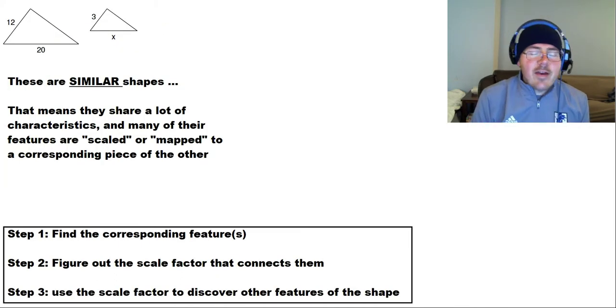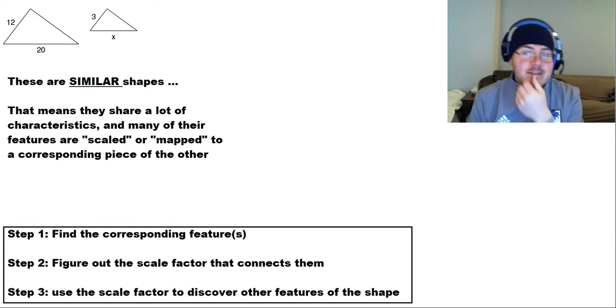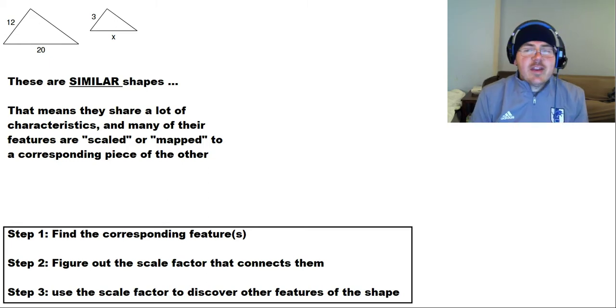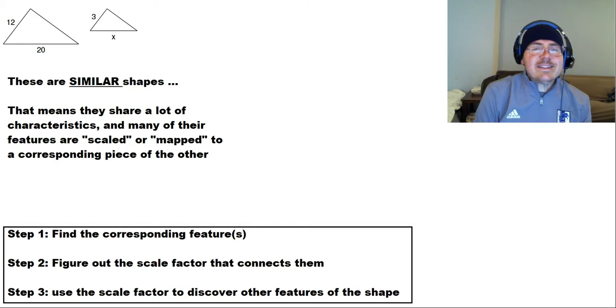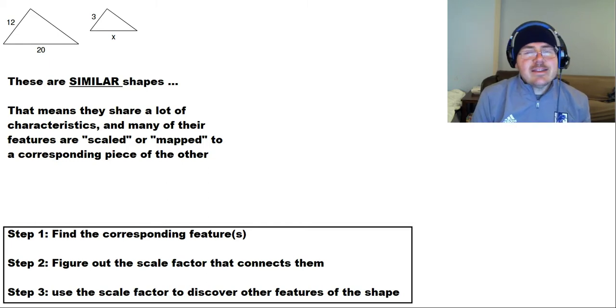So here we have a very, very basic scale ratio problem with geometric figures. You're being asked to solve for x. The first thing you need to realize is that these are called similar shapes. That is a very important word in geometry.